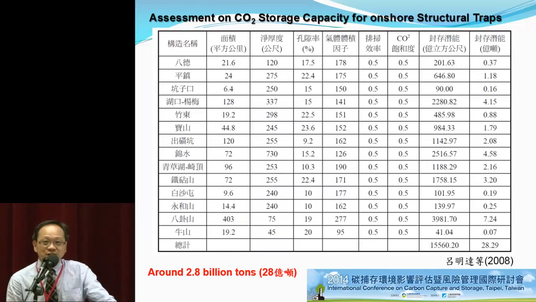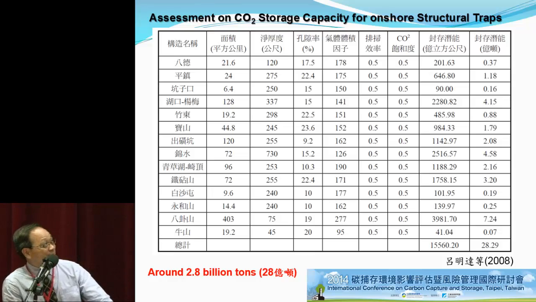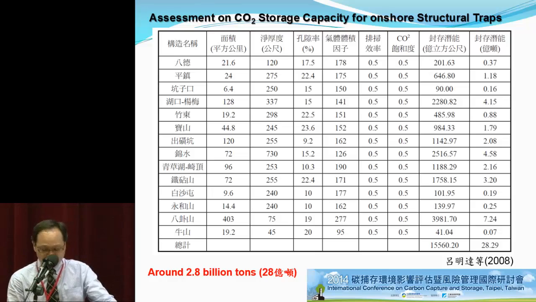And CPC has also carried out computation on the capacity for the onshore structures. Sorry for our foreign guests, this is in Chinese. These are many different types of structures, and their areas and parameters are different. But the total sum for the onshore structural traps is around 2.8 billion tons. So it's still a large amount of capacity.